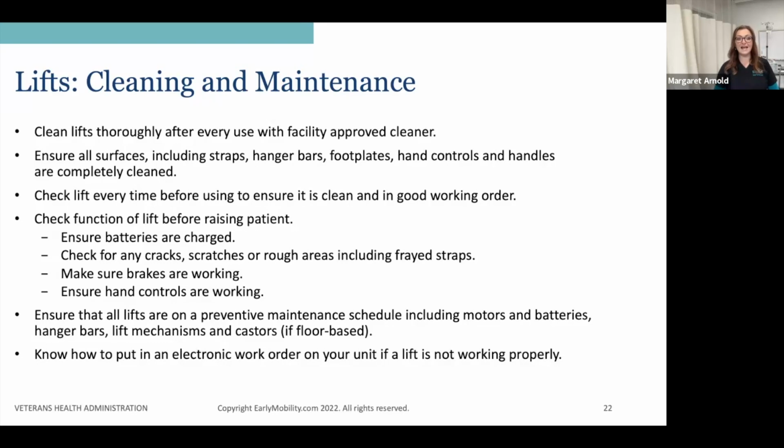Ensure all lifts have a preventive maintenance schedule, including your motors and your batteries, hanger bars, lift mechanisms, and your casters if the lift is floor-based. Know how to put in an electronic work order if your lift is not working correctly.